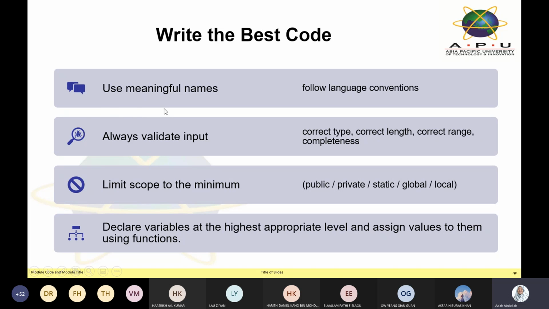Always validate the input. This is what I mean: is it the correct type? If the question is about numbers, why must we enter a text value? Also check correct length, correct range, and completeness. Limit scope to the minimum. In other programming languages, we have public, private, static, global, and local. But in BYOB, we have two scopes only, global and local. Declare variables at the highest appropriate level and assign values to them using functions.